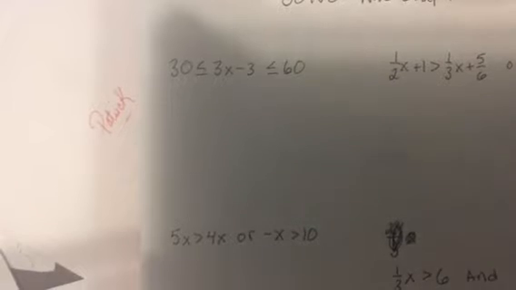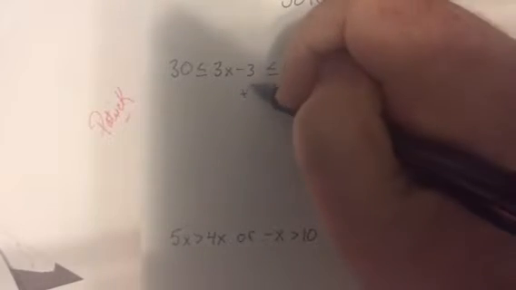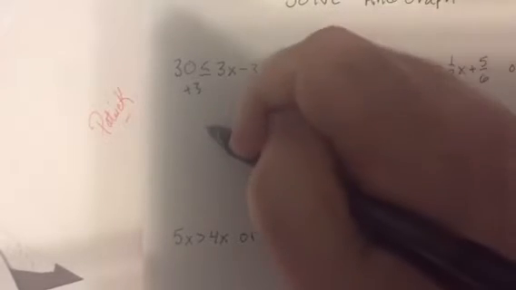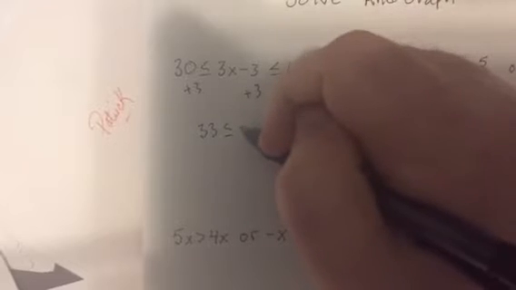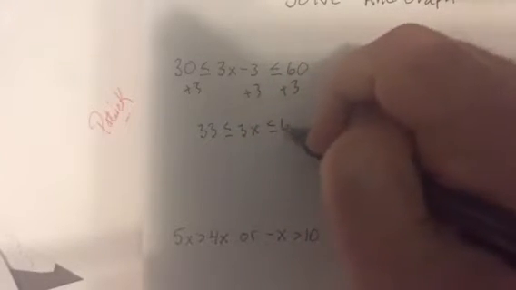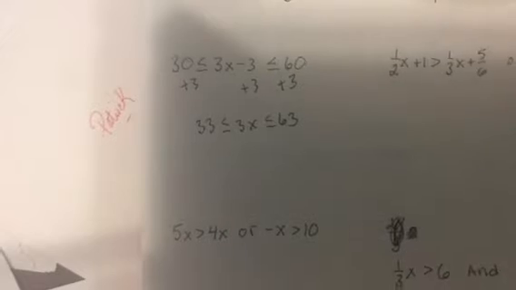Here we go. So to solve this, let's get that on there. So I'm going to add 3, add 3, add 3. Now notice this is on Tuesday's quiz. So we'd have 3x is less than or equal to 63. Then we're going to divide everything by 3.